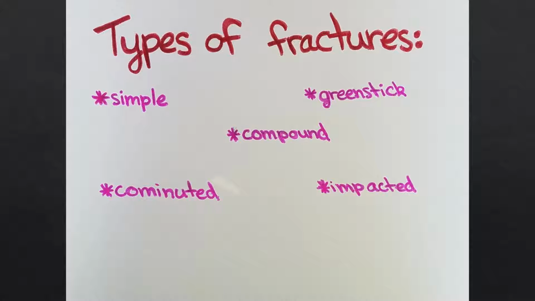A compound fracture is pretty common. It's a broken bone that pierces the skin, and a comminuted fracture is a broken bone in more than 2 pieces, often smashed. And lastly, we have an impacted fracture, where 2 bones are driven into each other.